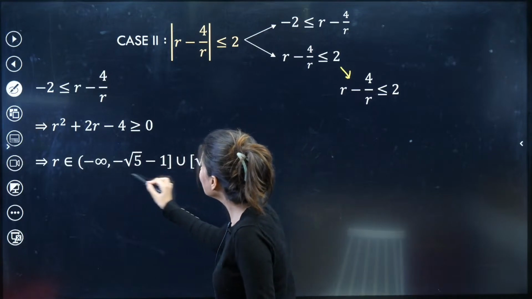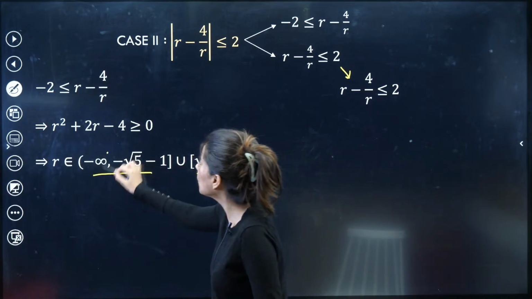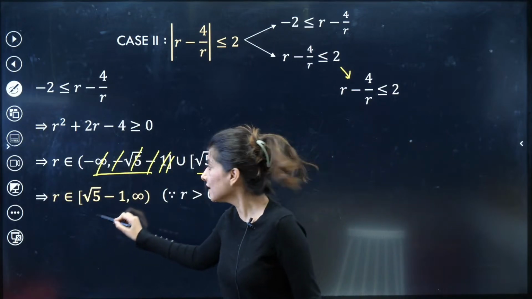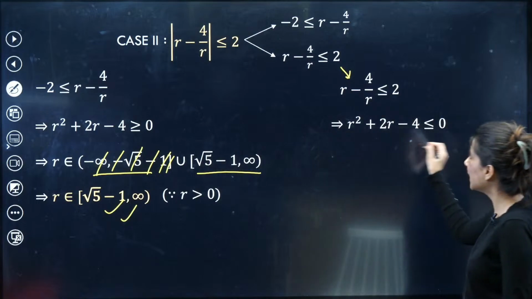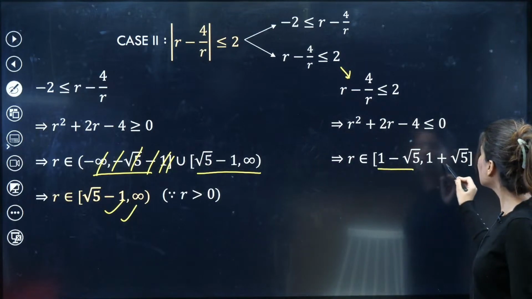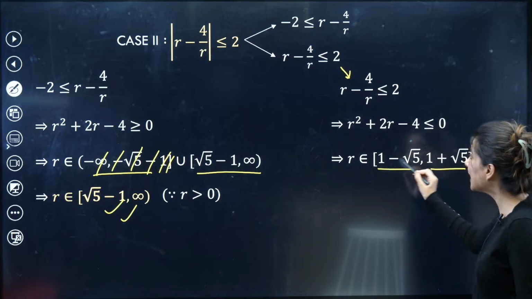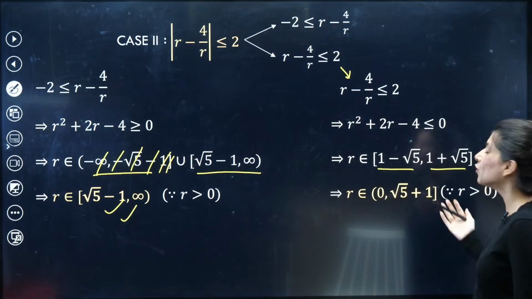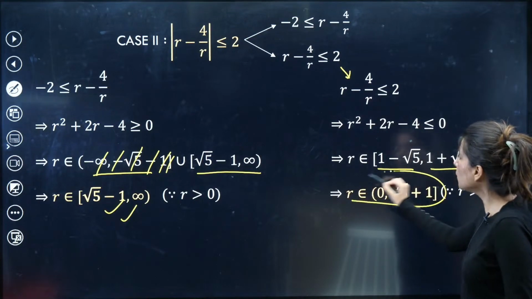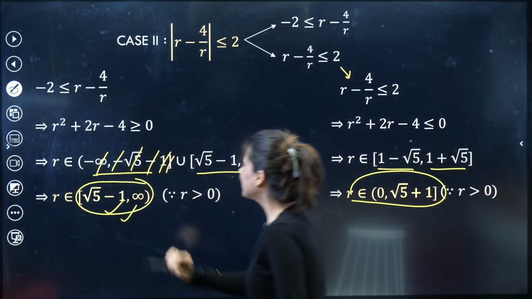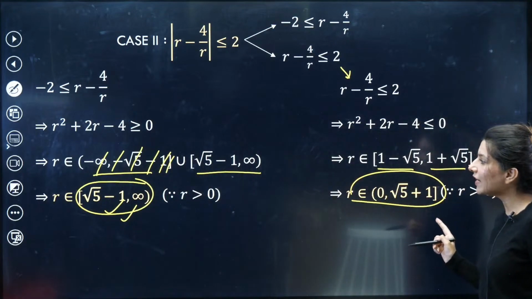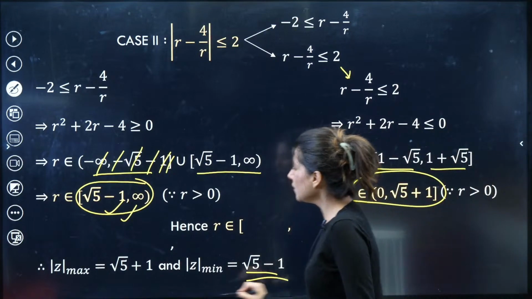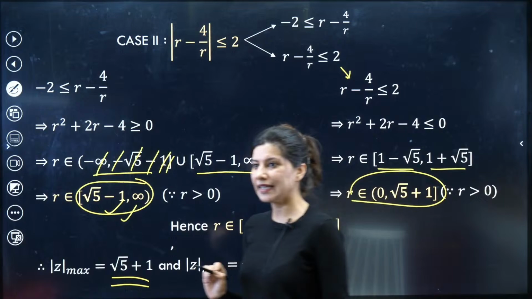If I solve it, I get minus infinity to this union this to this, but r cannot be negative, so we have to reject it. So this is root 5 to infinity. The first case will give me, what about this? Again, if I solve it, this will give me 1 minus root 5 to 1 plus root 5. Again, this is negative, so we have to discard the negative part. So negative to positive will also become 0 to positive. We need to take the intersection of these two quantities. If I take the intersection, the minimum value will be root 5 minus 1 and the maximum value will be root 5 plus 1. Clear?